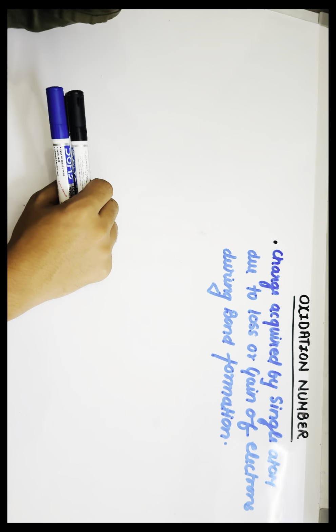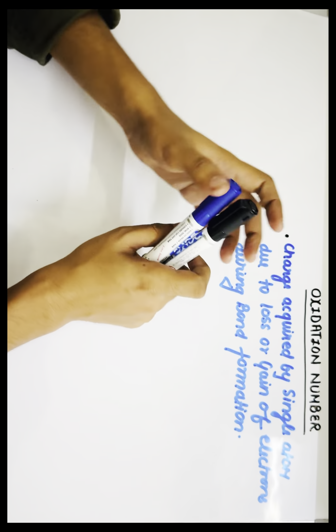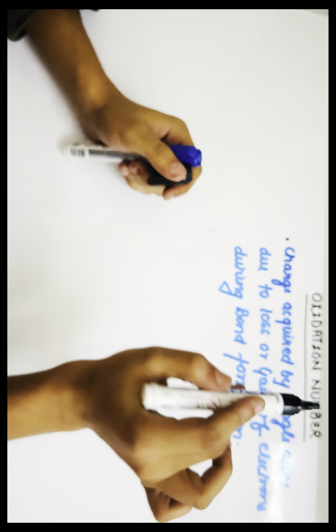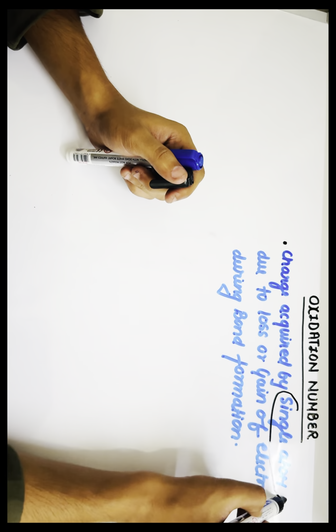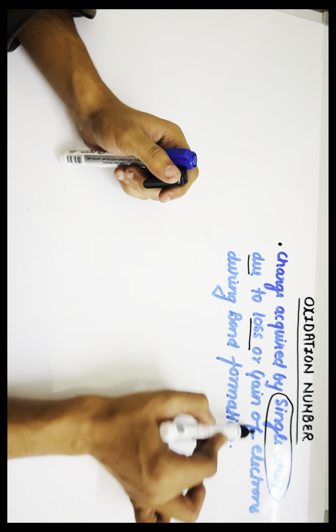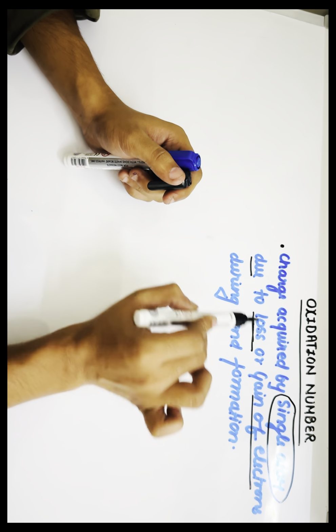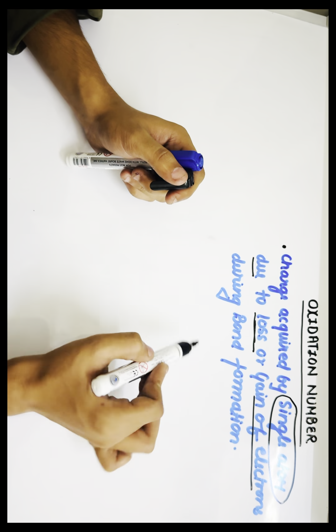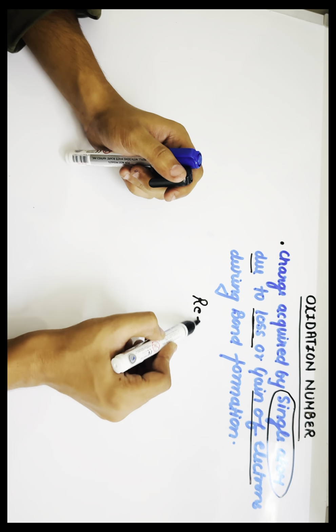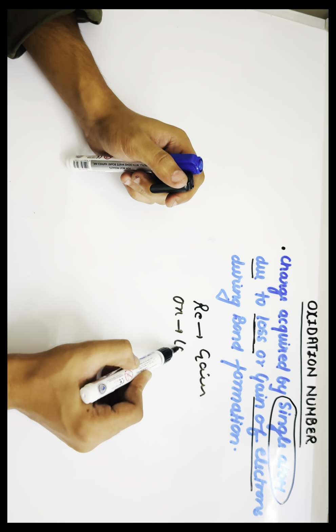Now, what is oxidation number? Oxidation number is the charge acquired by a single atom due to loss or gain of electrons. And I have told you earlier that reduction is gain of electrons and oxidation is loss of electrons.